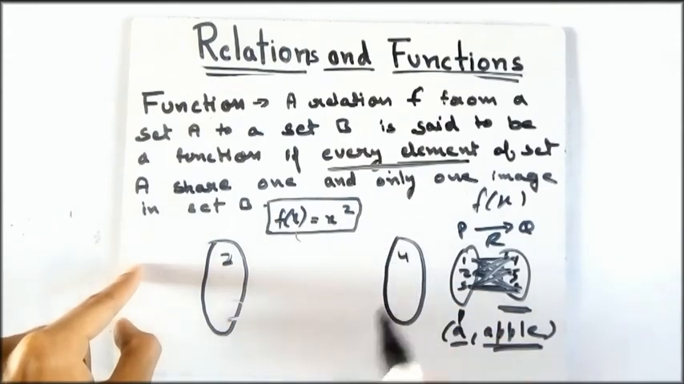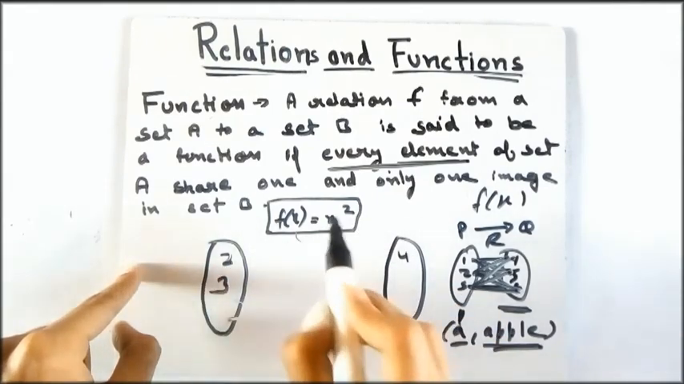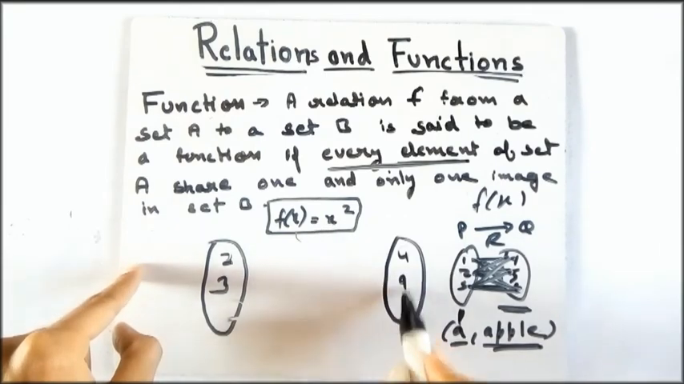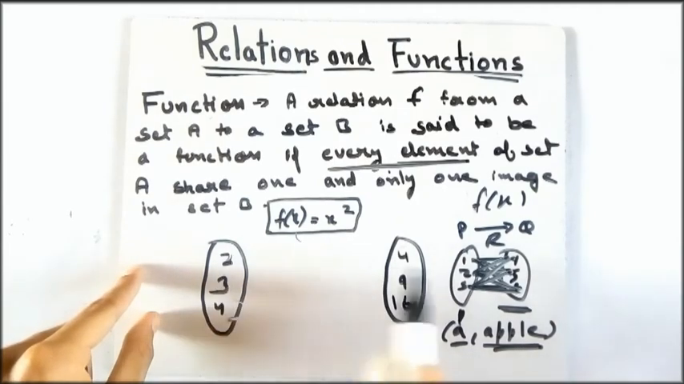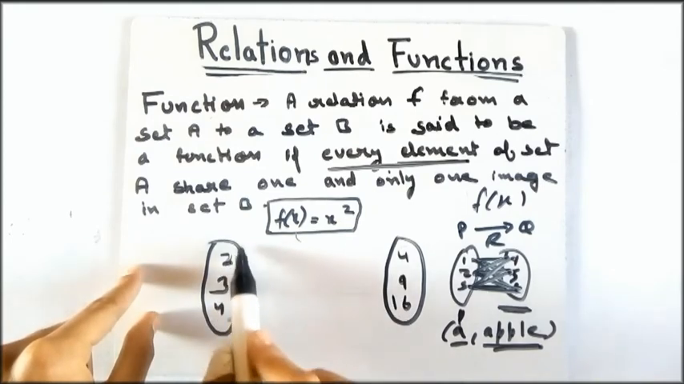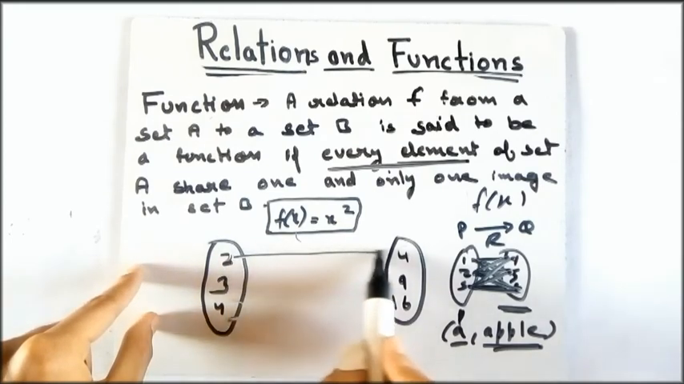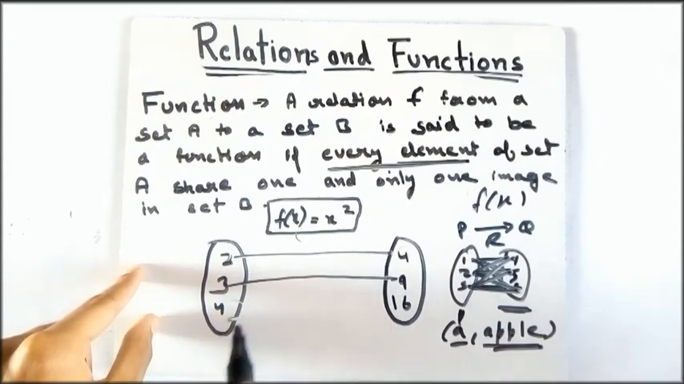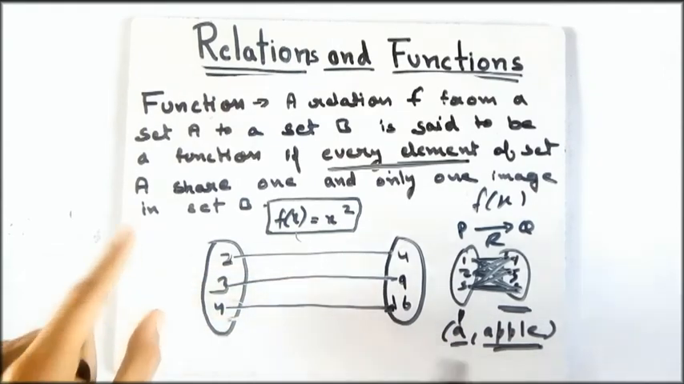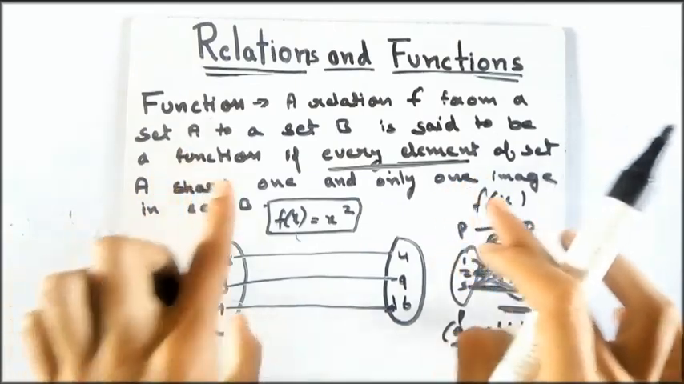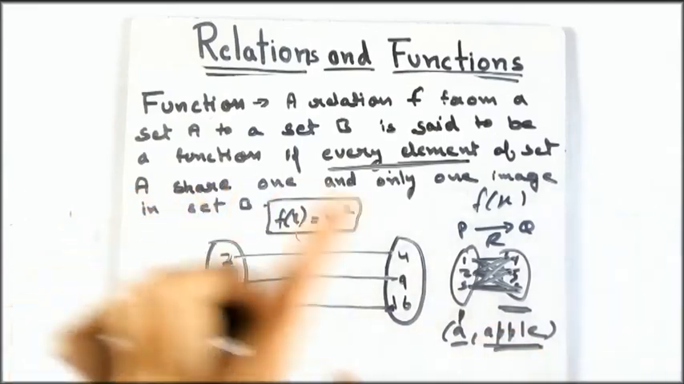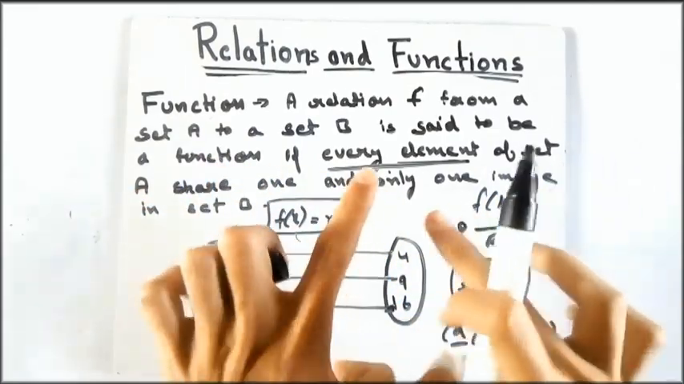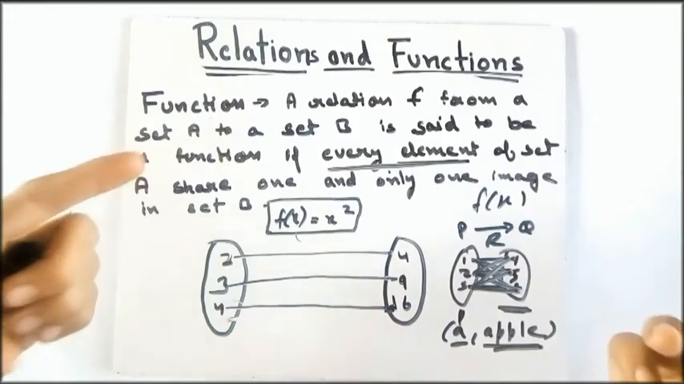So 2 square is 4. Now let us put 3 in x. So 3 square is 9. And let us put 4 in x, and 4 square is 16. Now let us see what the images of these elements are. So 2 has the image 4, 3 has the image 9, and 4 has the image 16. That is why this is called a function, because every element in set A has one and only one image in set B. So this is a function.